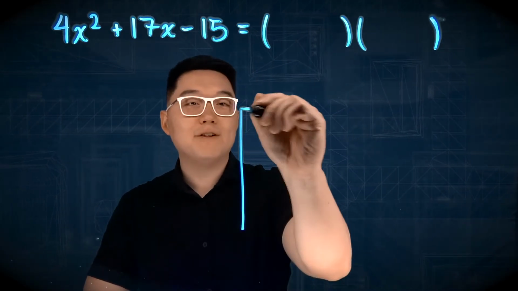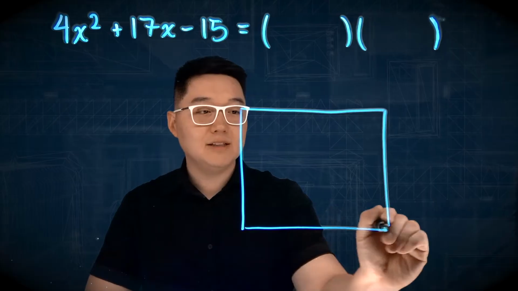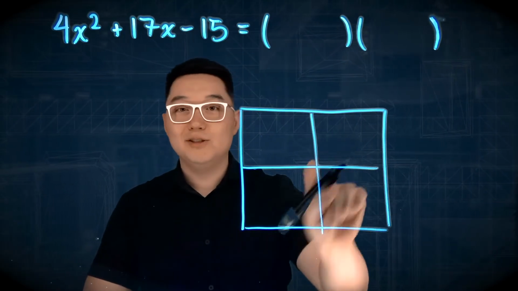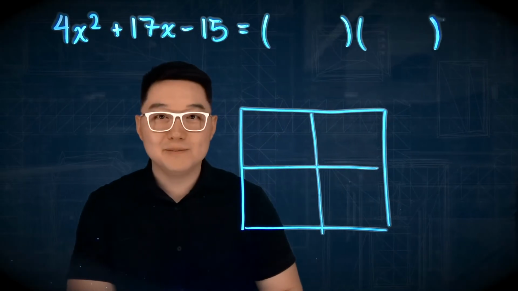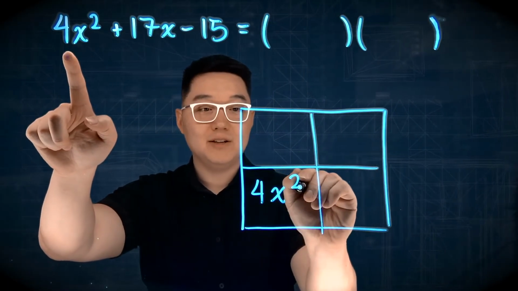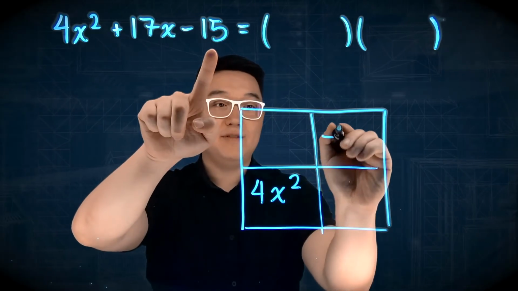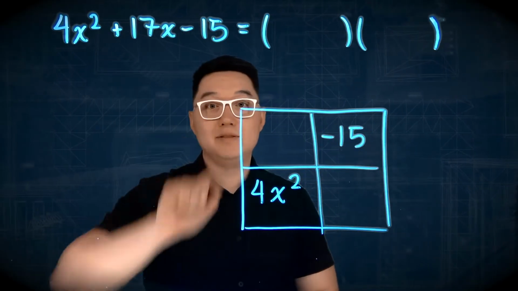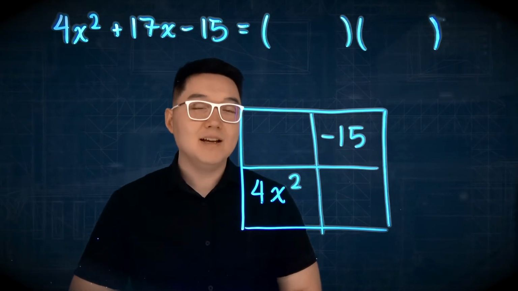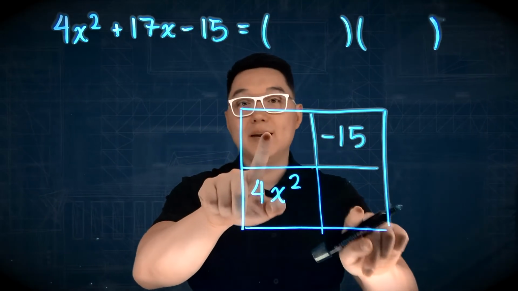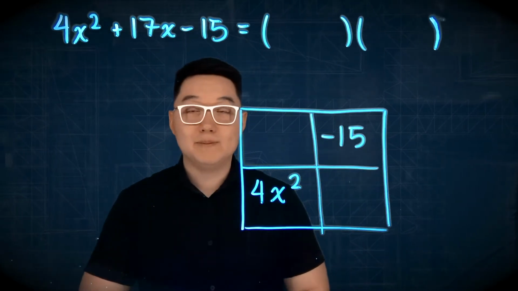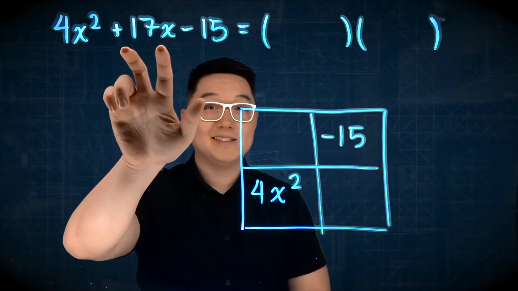So again, our first step is to draw a geometric rectangle with 4 sections. And we already know 2 sections of this geometric rectangle. We have 4x squared, which goes on this section of the rectangle, and we know negative 15, or minus 15, goes on that section of the rectangle. Now, what do we know about these 2 empty spots? We know that when you add those 2 empty spaces, we have 17x.